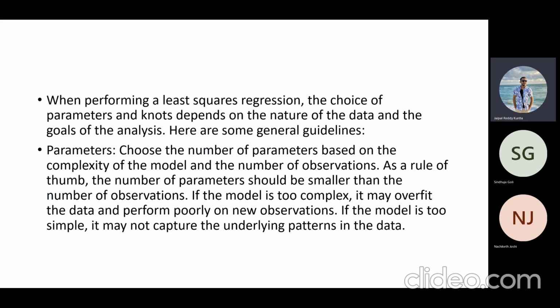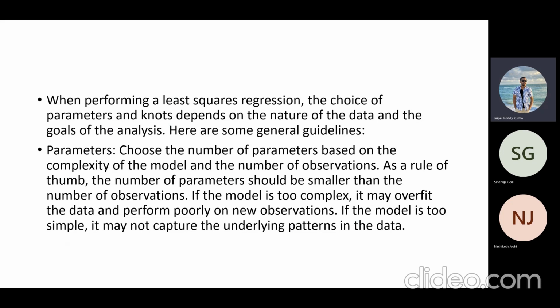When performing a least squares regression, the choice of parameters and knots depends on the nature of the data and the goals of the analysis. Here are some general guidelines. So what do we do in parameters and knots? For parameters, choose the number of parameters based on the complexity of the model and the number of observations. As a rule of thumb, the number of parameters should be smaller than the number of observations.